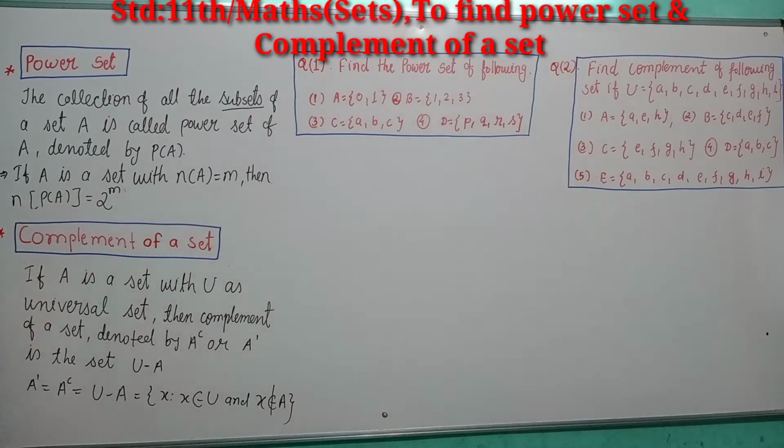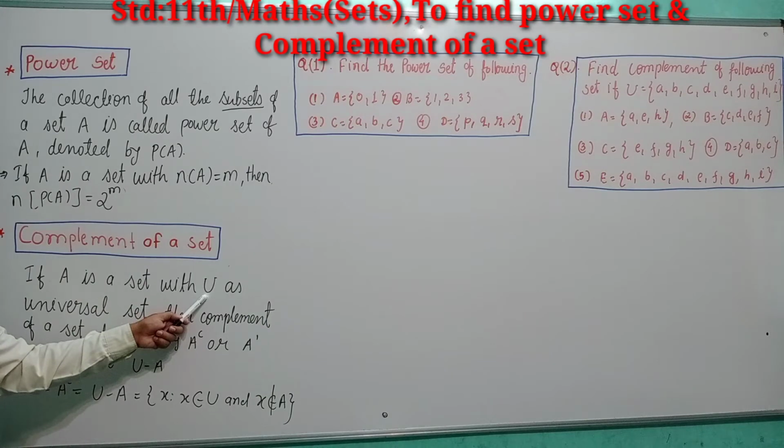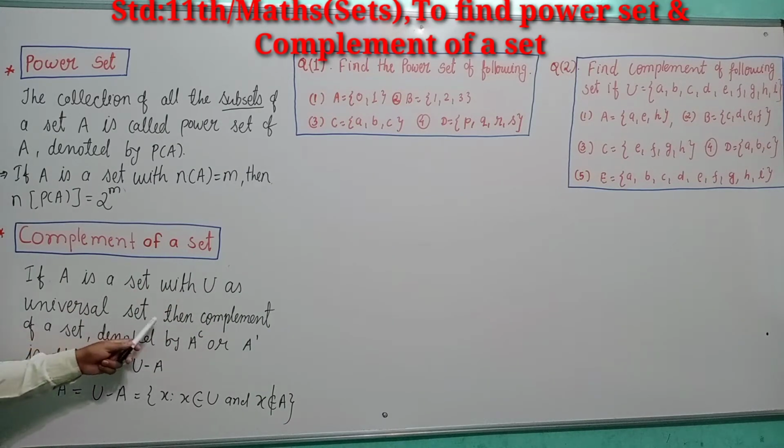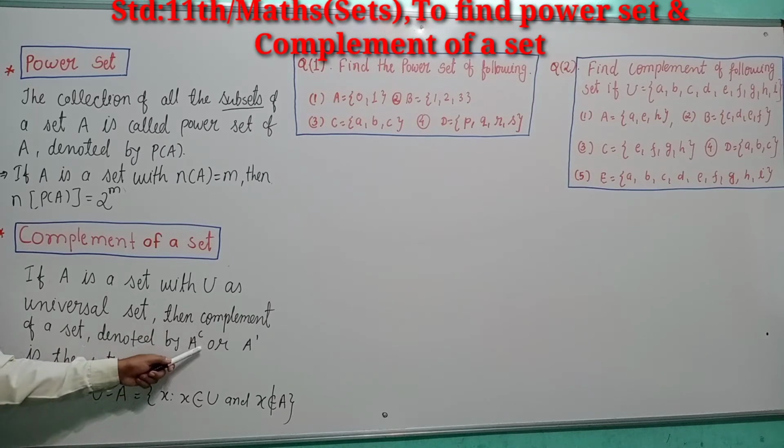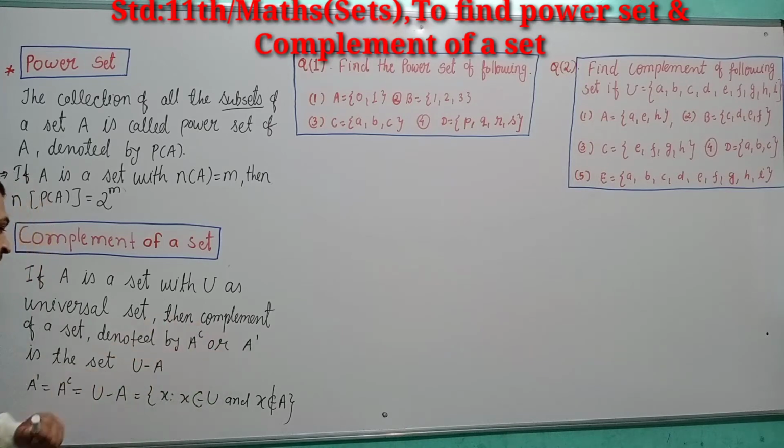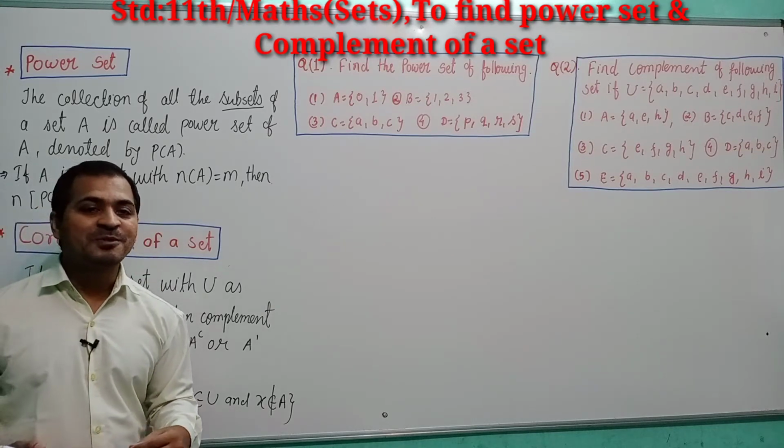Similarly students, complement of a set. If A is a set with universal set U, then the complement of the set is denoted by A complement, otherwise A dash. In the set you will have to write the elements of U except A, meaning you will have to remove the elements of A from U, then you will find the complement of A. So A complement is equal to U minus A. It means students, you will have to remove all the elements of A from U, and you will get the complement of that set. Okay students, we will practice all these things with a few examples over here.